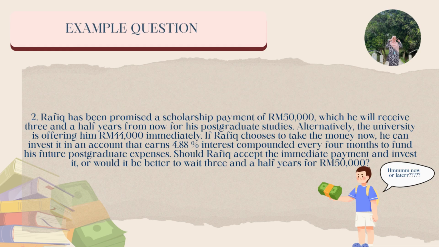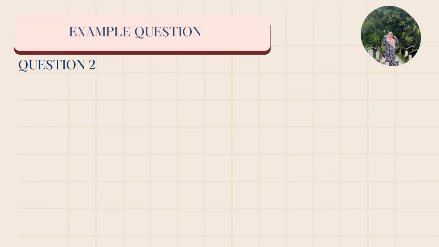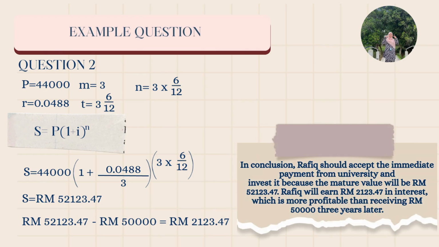Question 2. Rafiq has been promised a scholarship payment of 50,000 ringgit, which he will receive 3.5 years from now for his postgraduate studies. Alternatively, the university is offering him 44,000 ringgit immediately. If Rafiq chooses to take the money now, he can invest it in an account that earns 4.88% interest compounded every 4 months to fund his future postgraduate expenses. Should Rafiq accept the immediate payment and invest it, or would it be better to wait 3.5 years for 50,000 ringgit? Support your answer with relevant calculation.